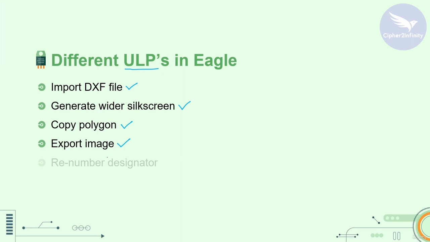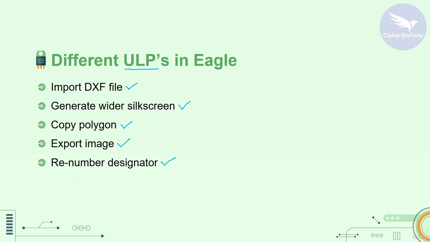After that, the next ULP is renumber designator. This is a very important ULP, and whenever I design the layout, or whenever I have to send the PCB to the manufacturer, I'm going to use this particular ULP, because it arranges all the designators in sequence on the PCB. In such cases, we use this script, and it is going to renumber the designators, and we are going to get the designators in sequence. So these are basically the ULPs whose demonstration I am going to show you in this video.